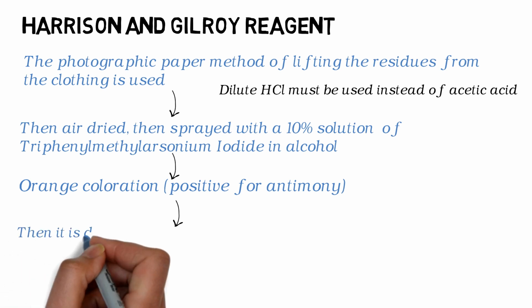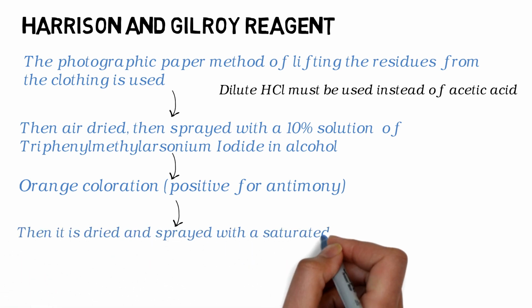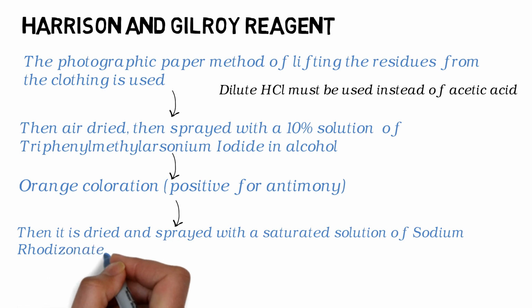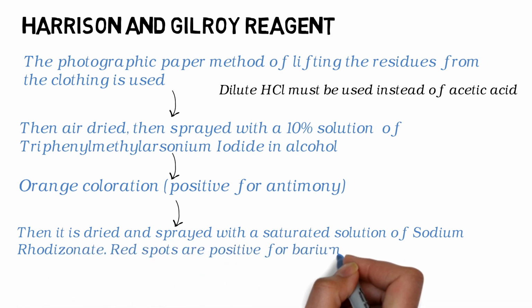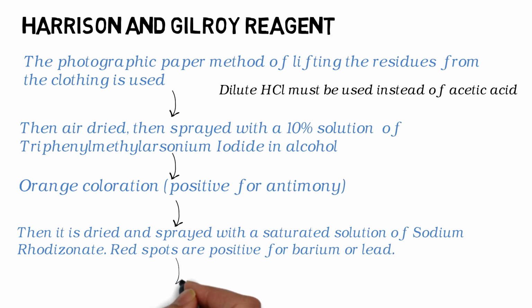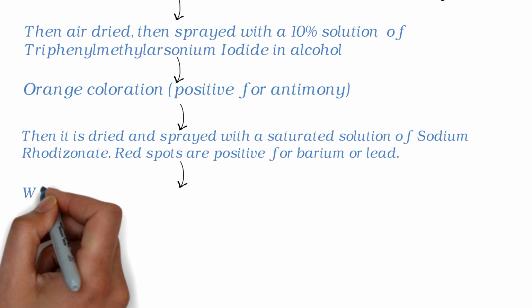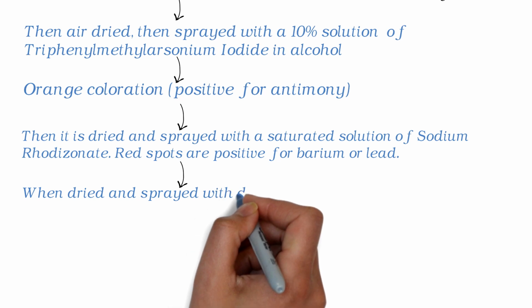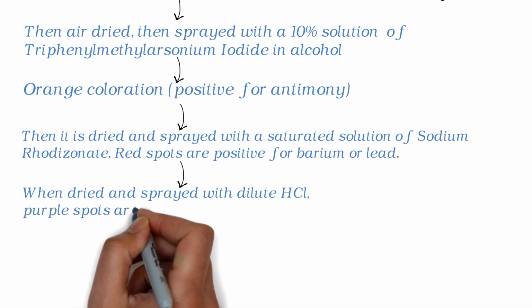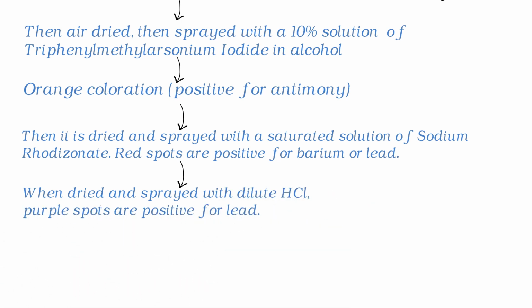This paper is further air dried and treated with an alcoholic saturated solution of sodium rhodizonate. At this point, if red colors are appearing, then it is positive for the presence of both barium and lead. The paper is further dried and treated with 1:20 dilute hydrochloric acid, and if the color changes to purple or blue at this time, then the presence of lead is indicated.